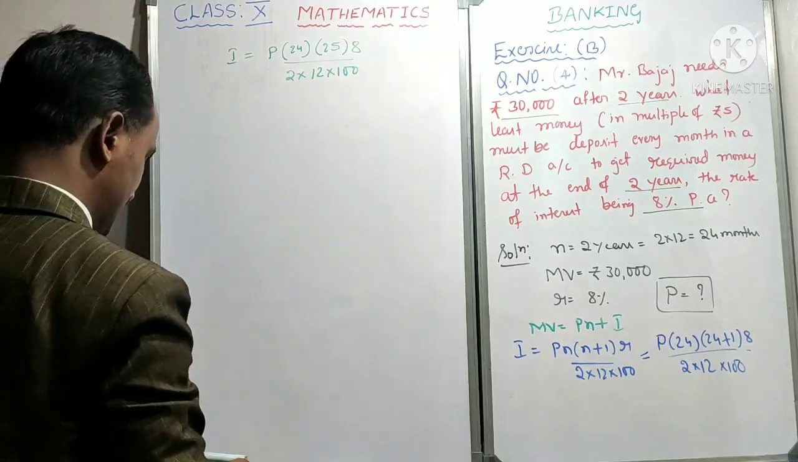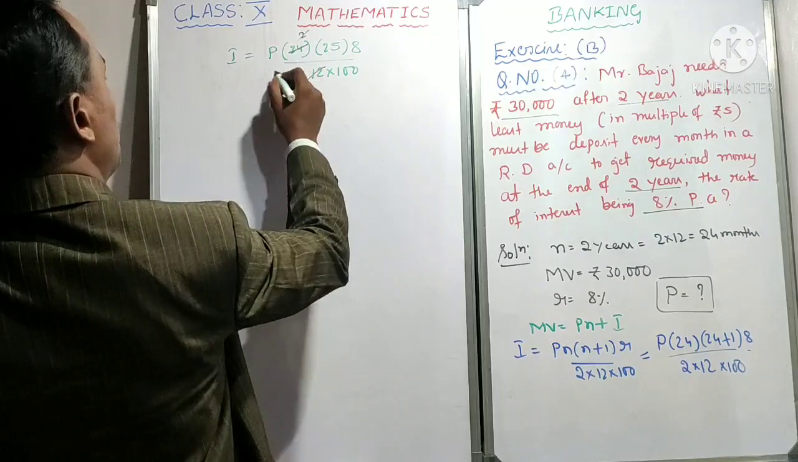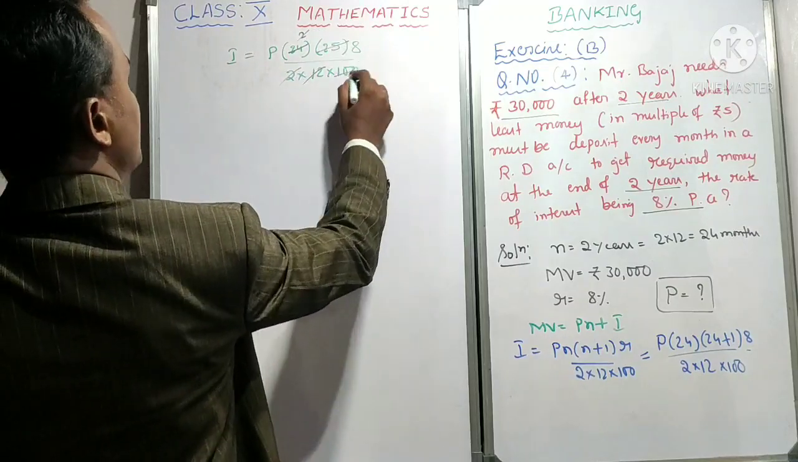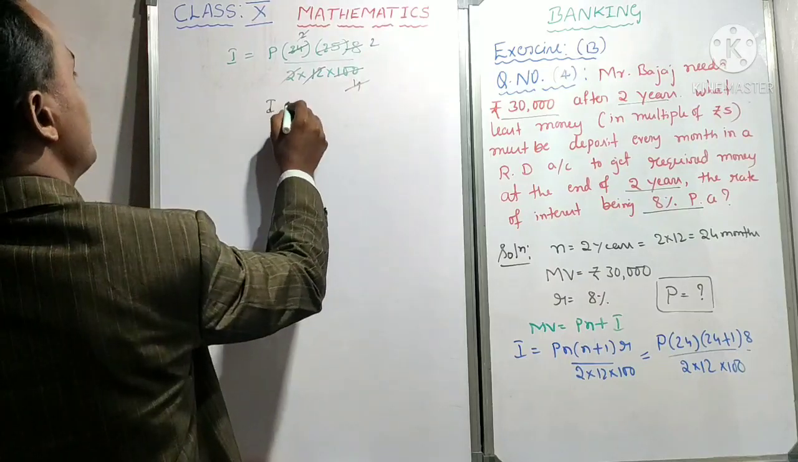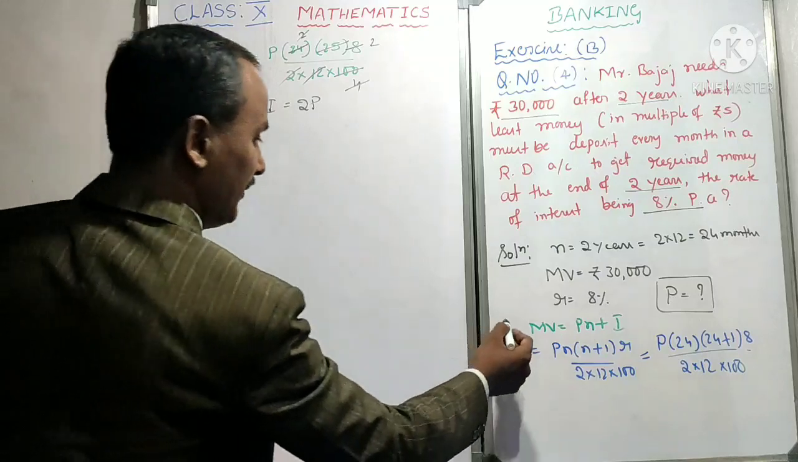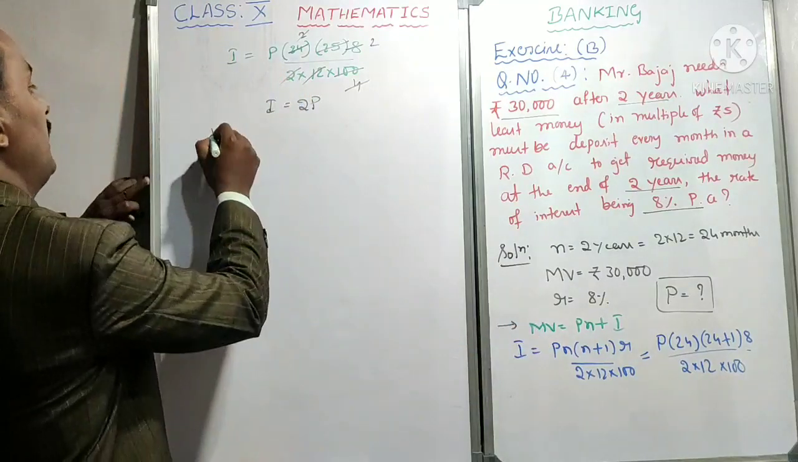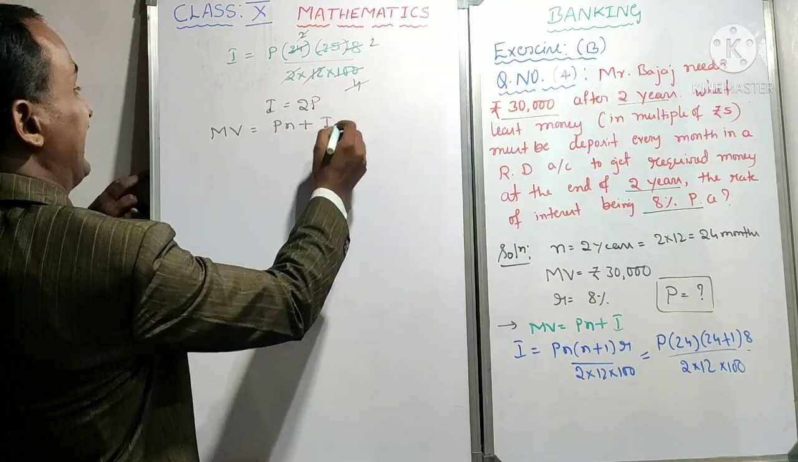Now easy simplification, look here. 12 ones are 12, twos are 2, ones are 2, ones are 25, fours are 4, twos are. We got I is equal to 2P only. Okay, easy. Now again I will go to the maturity value formula. Maturity value is equal to Pn plus I.